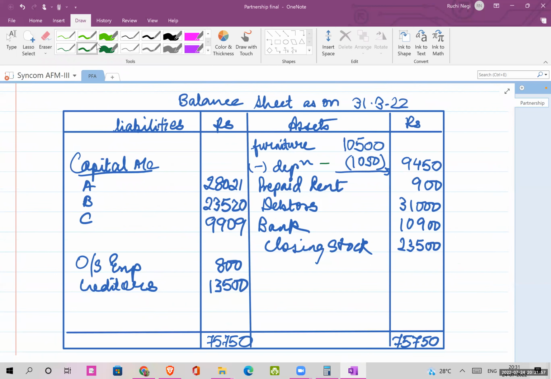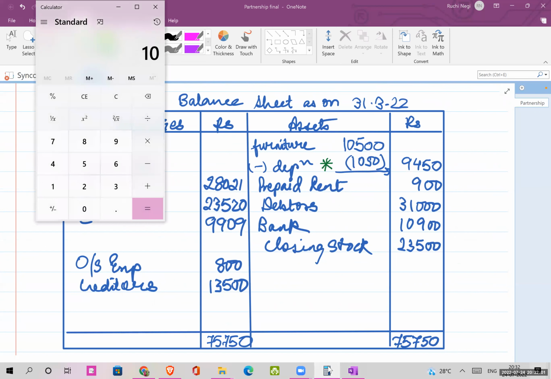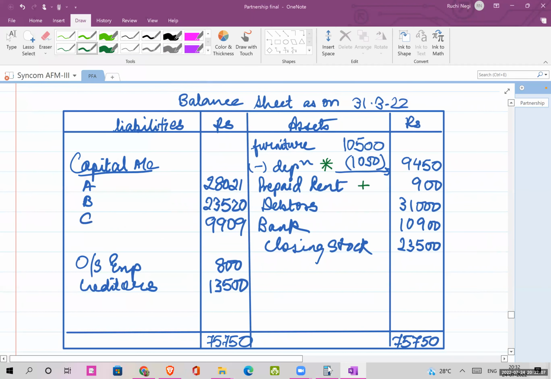Furniture depreciation का second effect. Okay. So 10,500 minus 10%. 9450. Prepaid rent का second effect will come here. Debtors, bank, closing stock का second effect. Capital accounts we just got from the capital balances. Outstanding expenses का second effect. और बाकी सब debtors, bank, creditors, they all are having one effect.